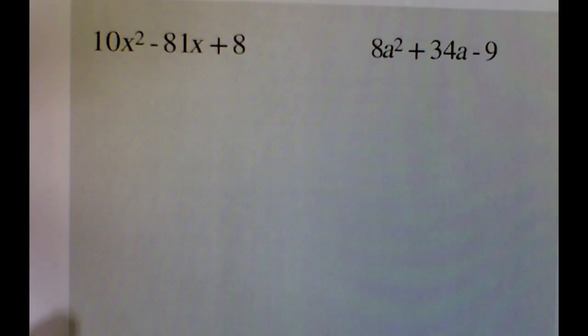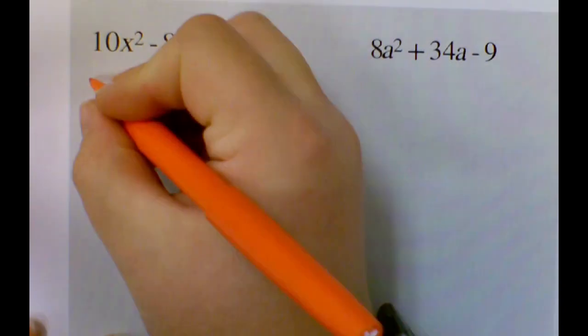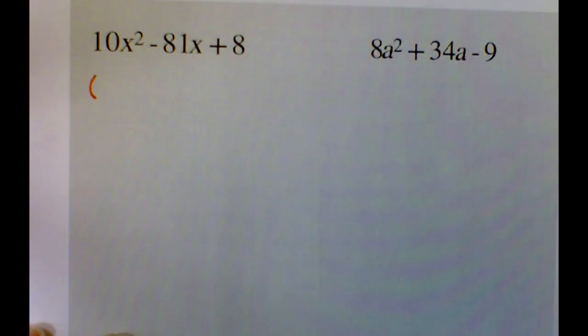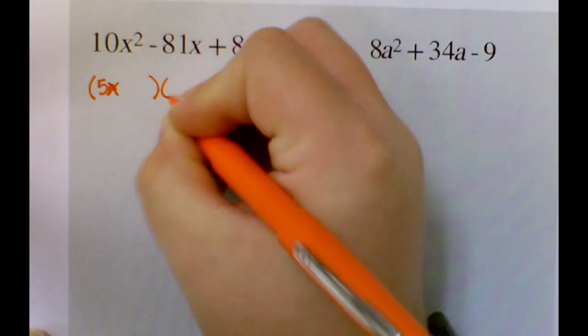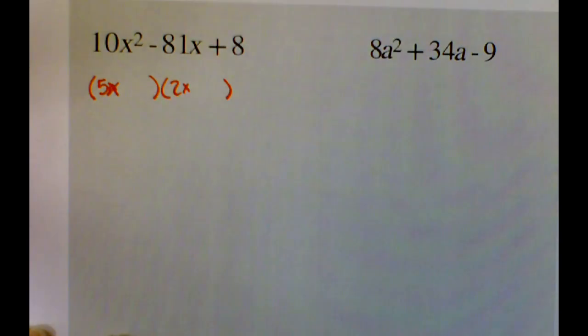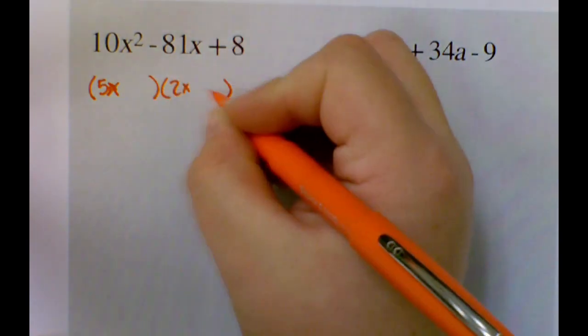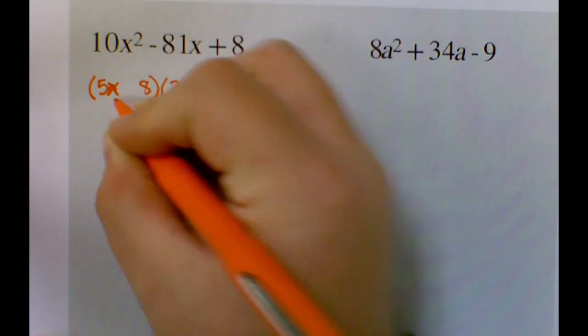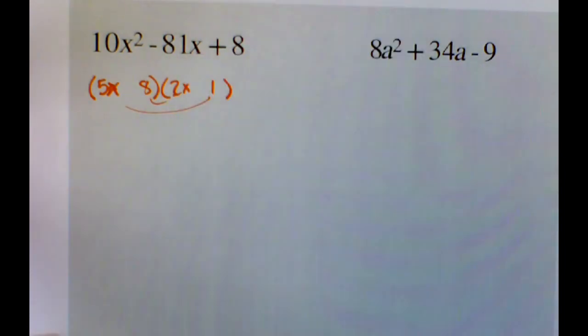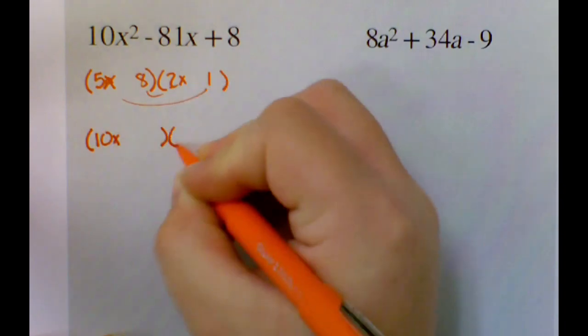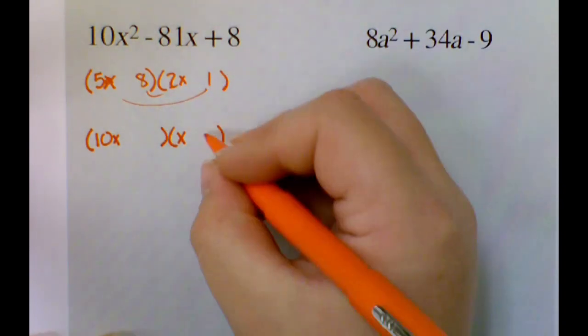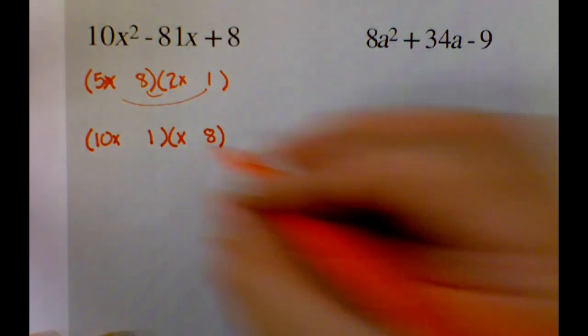All right, 10x squared minus 81x plus 8. No GCF, I dive straight in. Now I go with what I think is most likely. I usually feel like it'll be 5x and 2x. And in this case, let's see, if I try 8 and 1, I get 16 and 5, which doesn't make 81. Well, now I realize 5 times anything isn't going to get me close to 81. I'm actually going to jump to 10x and 1x, because 10 times 8 is 80 plus 1, right?